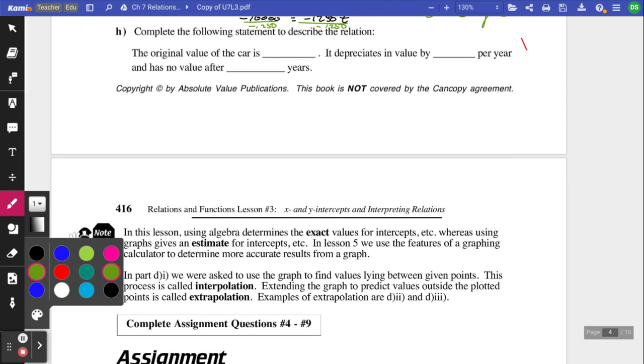Says the original value of the car is how much? 20,000. It depreciates in value by how much? $1,250 per year and has no value after how many years? We said 16. Okay. That's how you're going to use these equations, these graphs, these tables of values, this information to actually come up with a good sentence. You could write about this, right? We could say, here's what I found out.